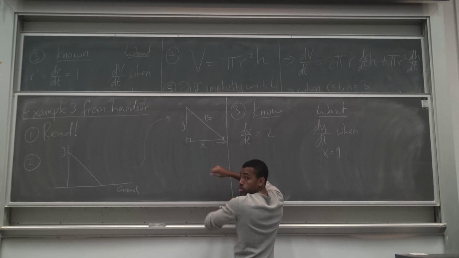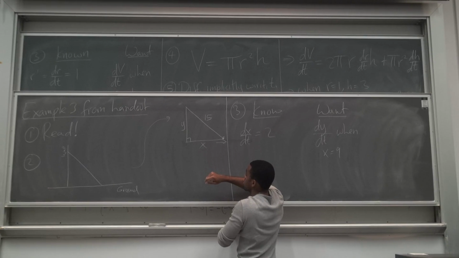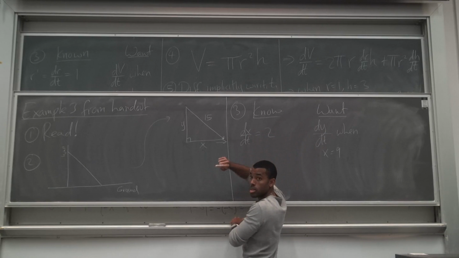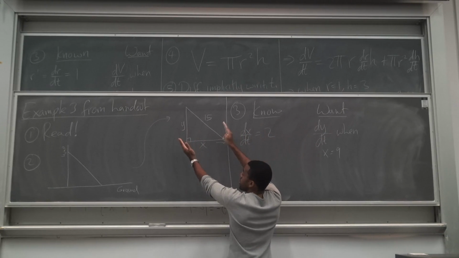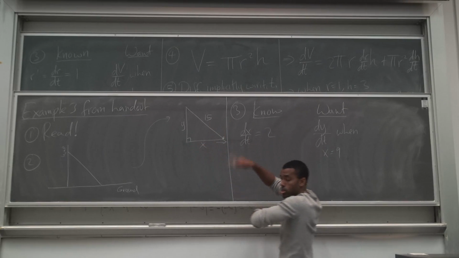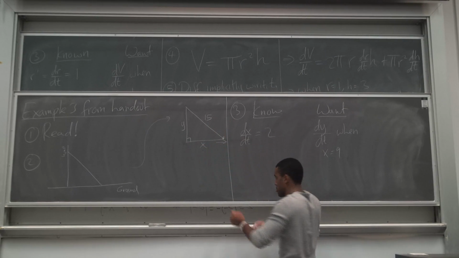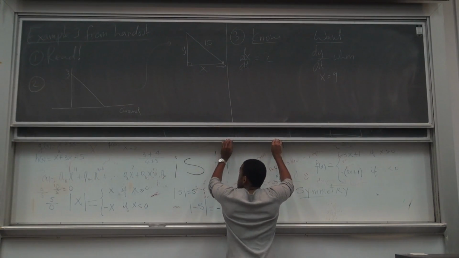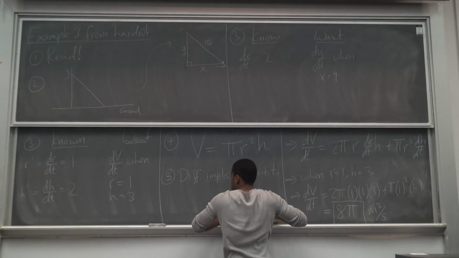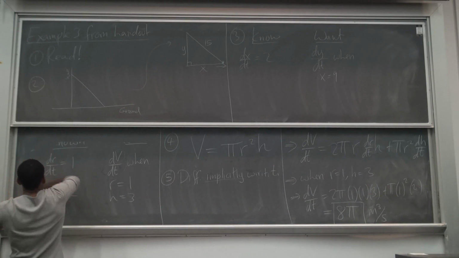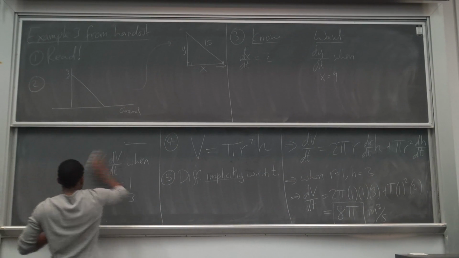What if y and x were switched? Wouldn't it be a problem? No, then you'd have dy/dt equals 2 and dx/dt here. Just make sure that once you draw your diagram, your equations use the variables in the diagram. So it doesn't matter what you call what. Okay, so that's my picture. That's what I know, and that's what I want.